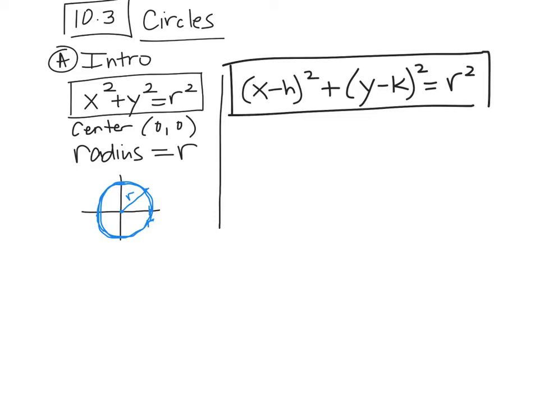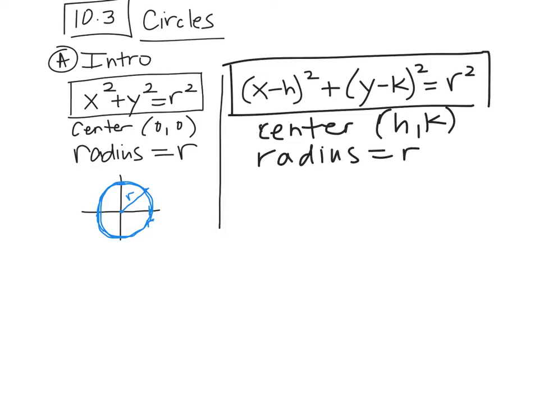All right, you're welcome. Here, the center is now at (h, k) instead of 0, 0. By the way, did you realize that if you use this one with the center at the origin, it'll still work? You plug in 0 for h and 0 for k, and you will get x squared plus y squared equals r squared. Okay? And the radius is still r.